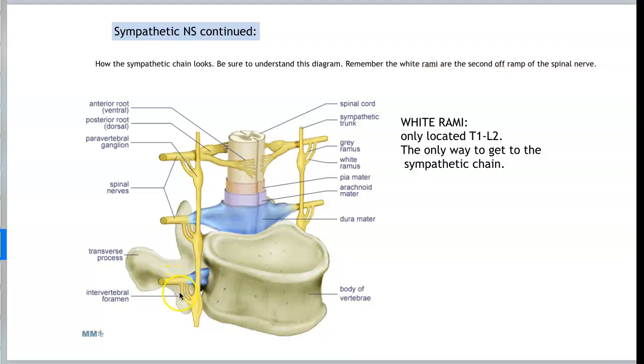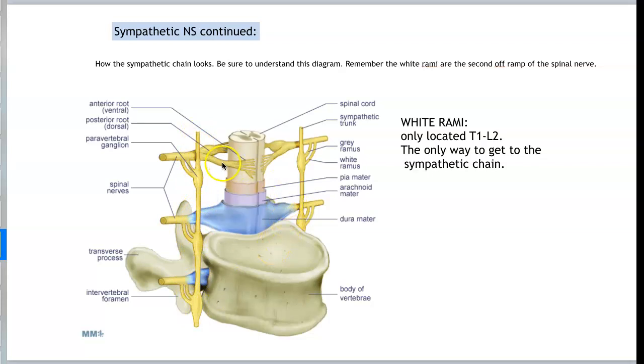Here's our white rami communicans. Here's our gray. Remember, gray is the first one, white is the second one. Here's a sympathetic chain ganglion, one, but these are all sympathetic chain ganglia. And this whole structure is a sympathetic chain. It looks like a necklace, a chain.